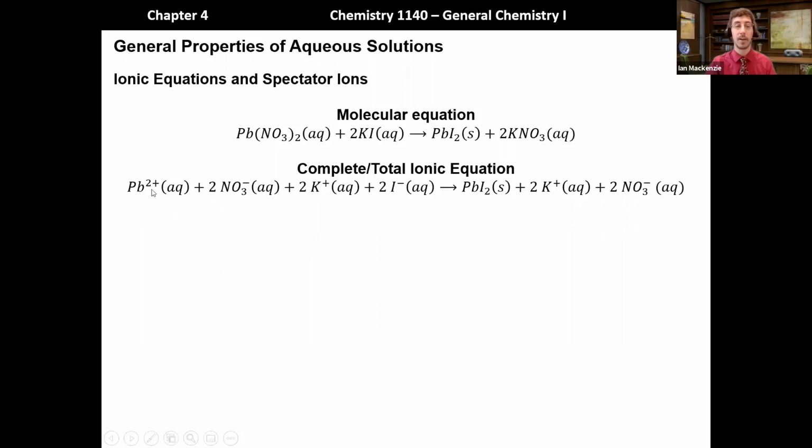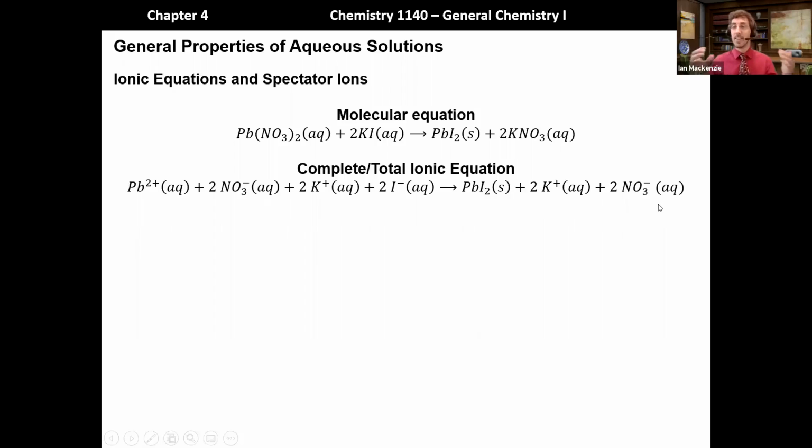And so you can see we've got lead ions here, nitrate ions, potassium ions, iodide ions, and they're all written with the AQ symbol after it, symbolizing that they're solvated. On the right side, lead iodide is not soluble, so it just has the solid symbol. And then you have the solvated potassium and nitrate ions.